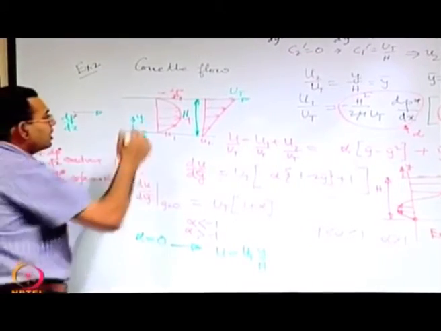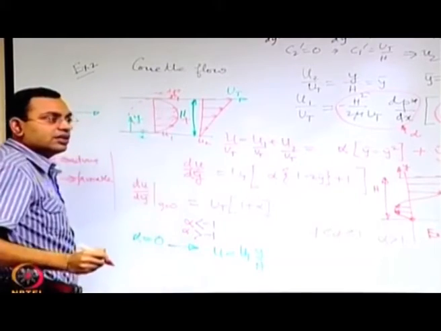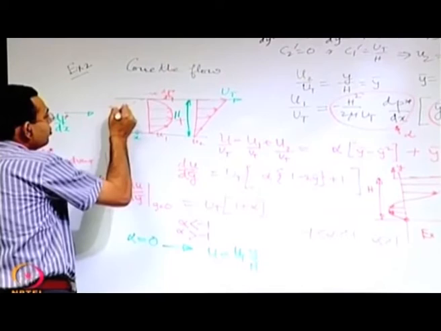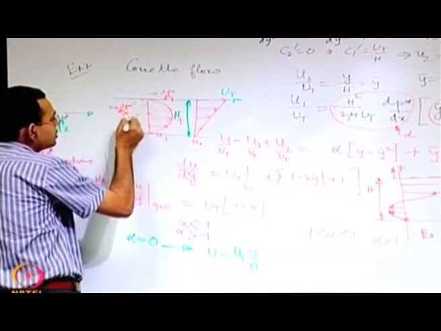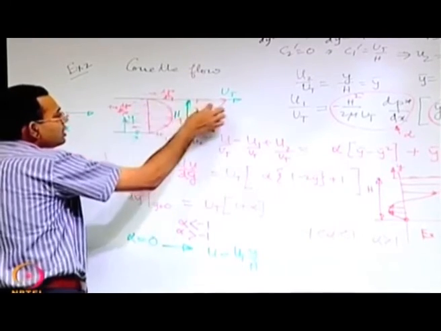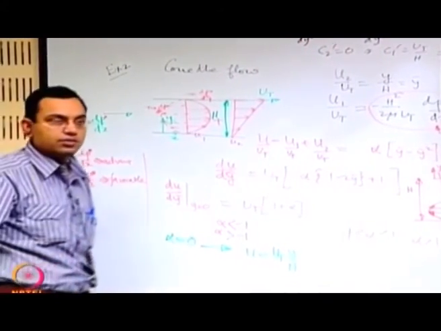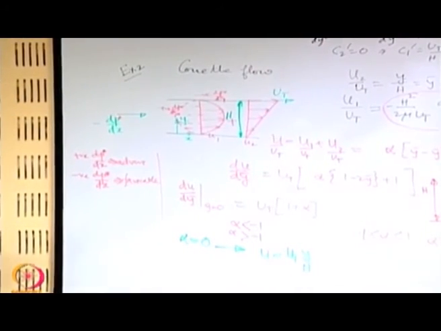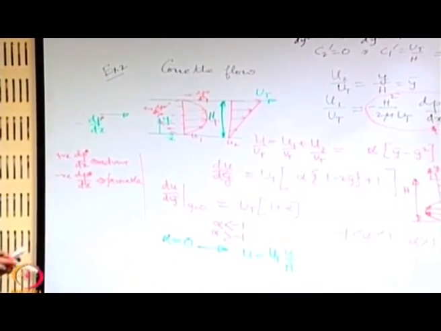But if the dp dx is the other way, say positive dp dx, you might have the pressure driven velocity profile directed in the opposite sense, and then the resultant of these two may be either positive or negative. That is very obvious, but that is one of the important observations from the individual velocity profiles. So, alpha equal to 0 is a special case of just a simple Couette flow.